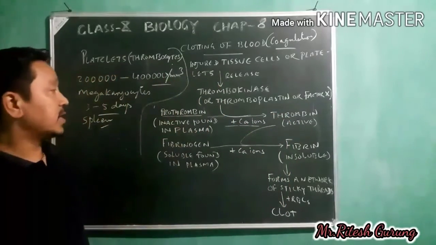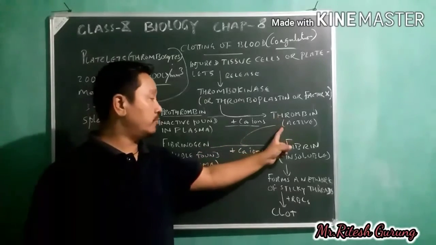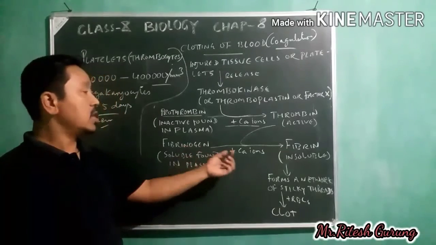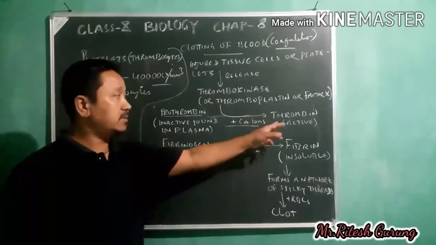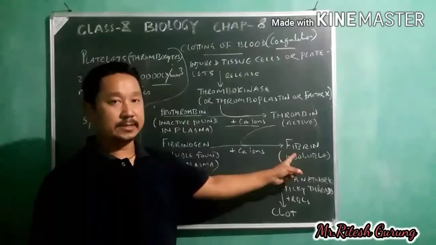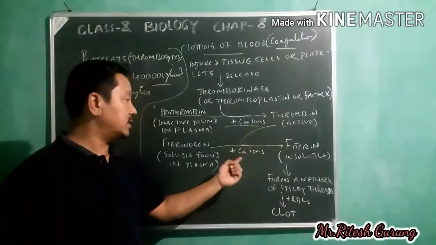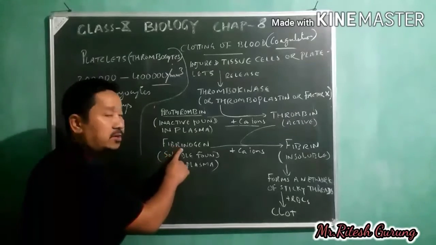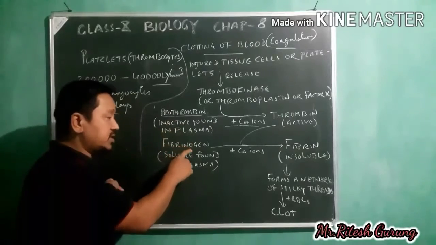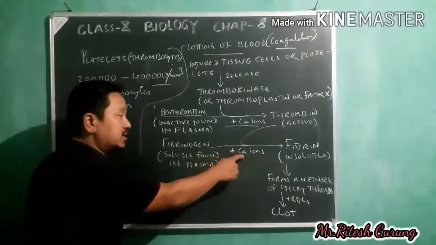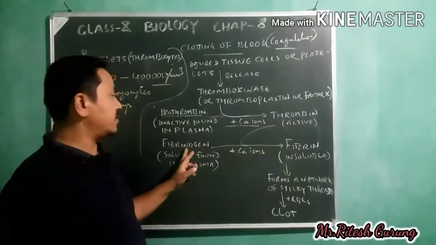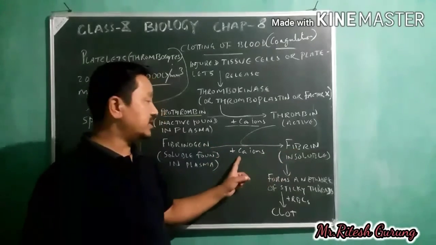Then thrombin again converts fibrinogen with the help of calcium ions. Thrombin with the help of calcium ions converts fibrinogen, which is a soluble substance found in blood plasma, into fibrin. That means thrombin converts fibrinogen into fibrin with the help of calcium ions.